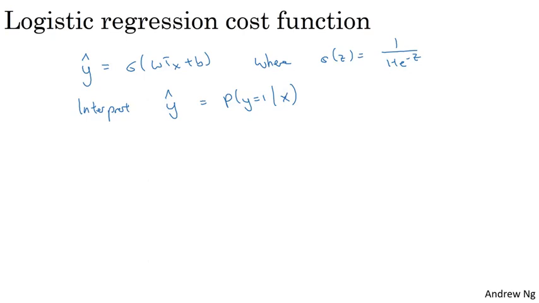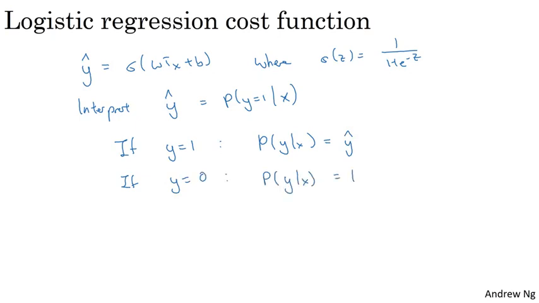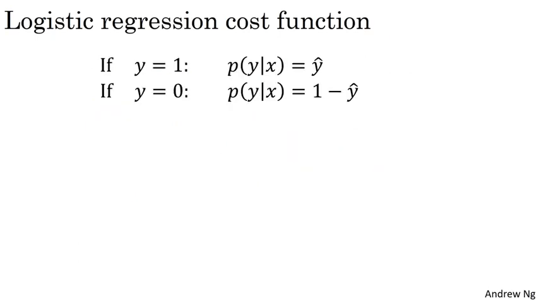So another way to say this is that if y is equal to 1, then the chance of y given x is equal to y hat. And conversely, if y is equal to 0, then the chance that y was 0 was 1 minus y hat, right? So if y hat was the chance that y is equal to 1, then 1 minus y hat is the chance that y is equal to 0. So let me take these last two equations and just copy them to the next slide.